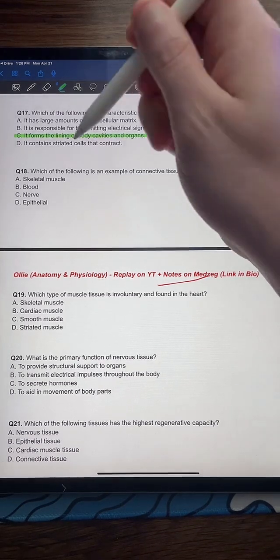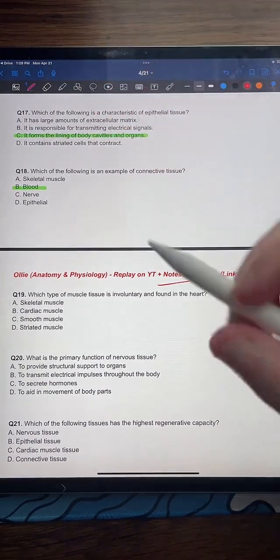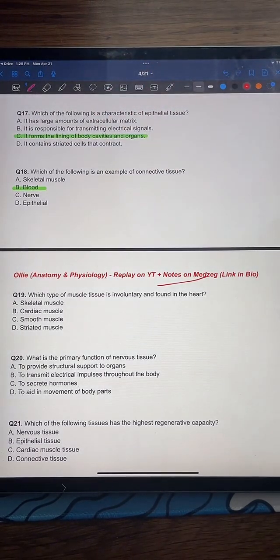And then number 18, the answer is blood. Blood is connective tissue.